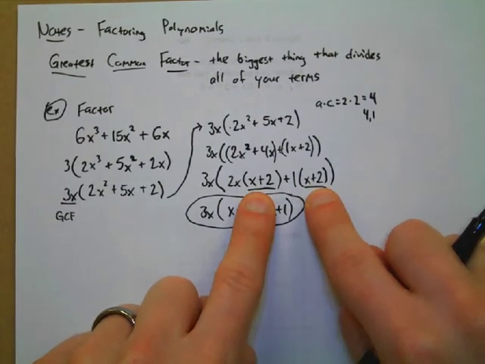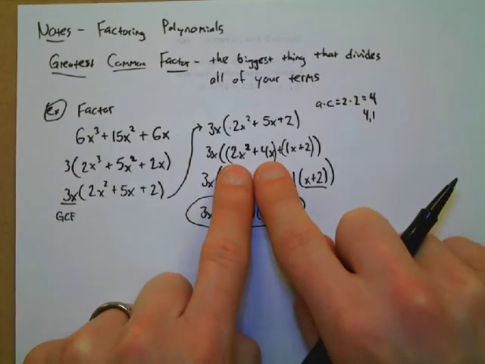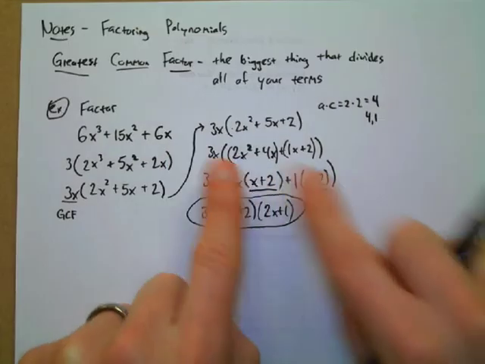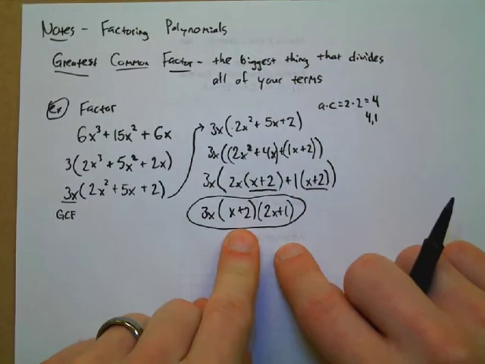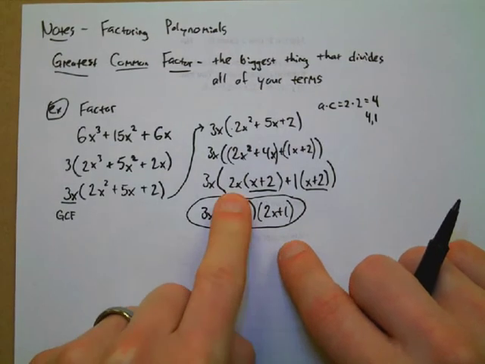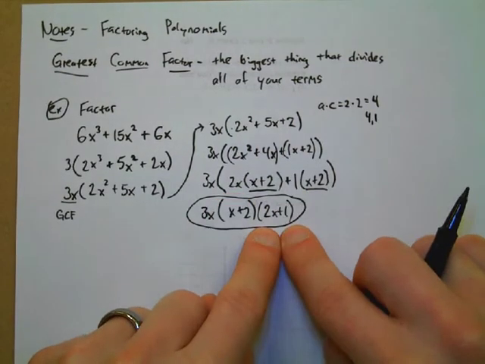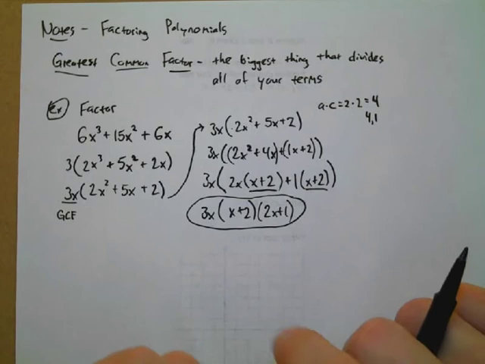Just like these both had a 2x in common, and I took the 2x out, since these both have an x plus 2 in common, I take that x plus 2 out to right here. And then what's left behind? The 2x and the plus 1 will be left behind, so then we put those together. Okay. You see where that comes from now? Okay, great. Good question.